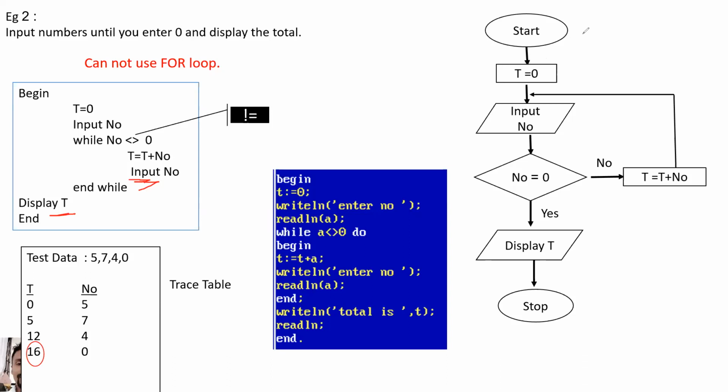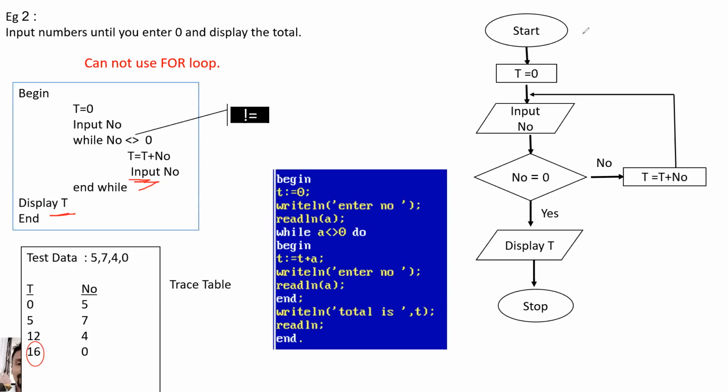Someone is asking some questions. If number equals 0, should it be displayed? Yes, number not equal 0 only is working. When the number equals 0, it should display t. But with a while loop, that's why I told you, you can't use that condition. Only when the condition is true is it working.